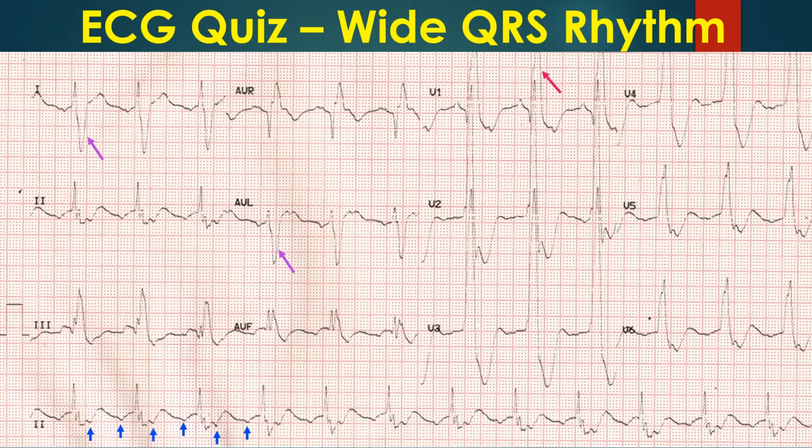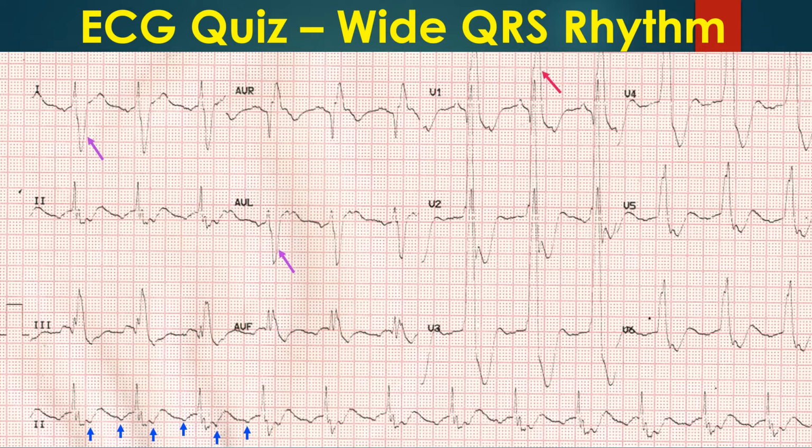The QRS is very wide, 200 milliseconds, with a tall slurred R' wave in V1 and a slurred S wave in leads 1 and AVL. These indicate a complete right bundle branch block. QRS has right axis deviation suggestive of left posterior hemiblock in addition.